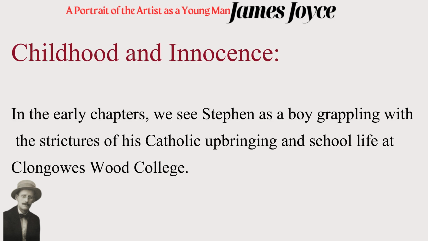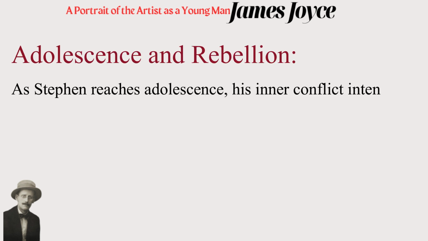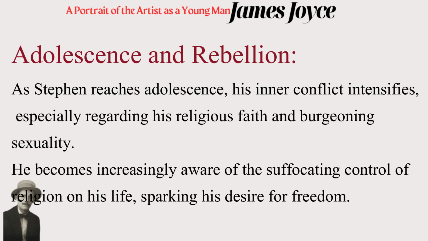Childhood and innocence. In the early chapters, we see Stephen as a boy grappling with the strictures of his Catholic upbringing and school life at Clongowes Wood College. Adolescence and rebellion. As Stephen reaches adolescence, his inner conflict intensifies, especially regarding his religious faith and burgeoning sexuality. He becomes increasingly aware of the suffocating control of religion on his life, sparking his desire for freedom.